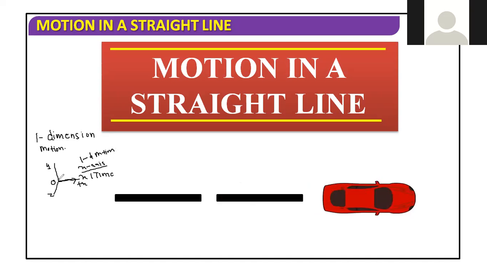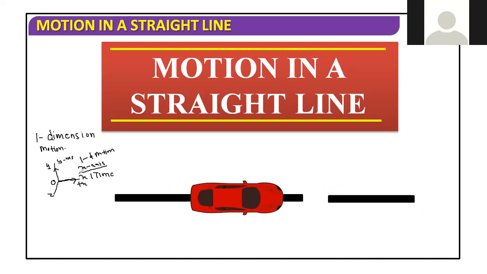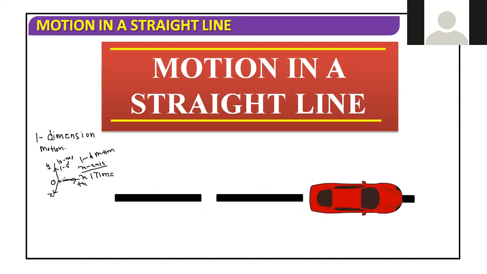But if the object starts from O and moves along the y-axis, again it is a 1D motion, but along the y-axis. At that time the object is not moving along the x and z axes. Similarly, we can take the z-axis. If the object starts from O and moves along the z-axis, then again it is an example of 1D motion.